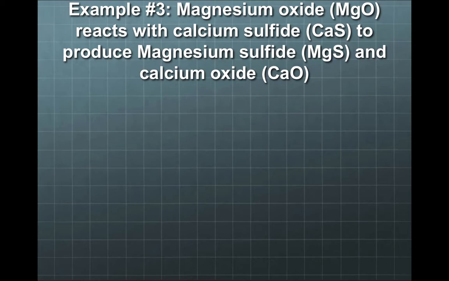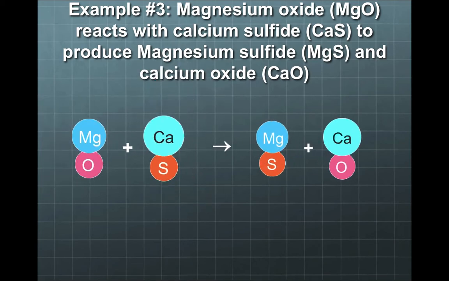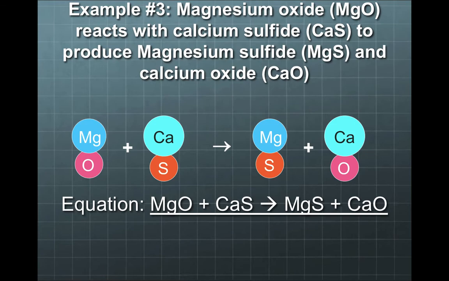Okay, last one, magnesium oxide reacts with calcium sulfide to produce magnesium sulfide and calcium oxide. Again, this one is just a straight, just switch the two nonmetals and you got your balanced reaction. We didn't need to add any coefficients. MgO plus CaS forms MgS plus CaO.